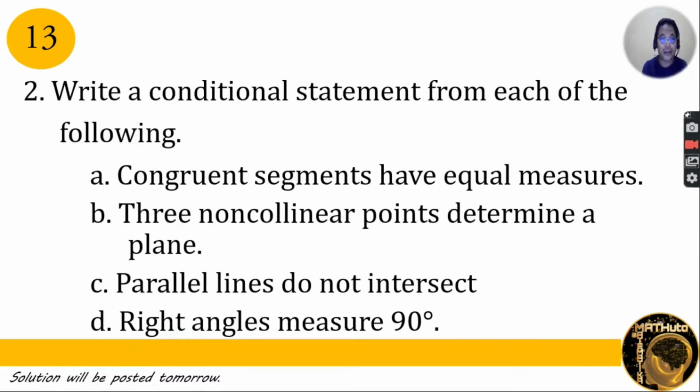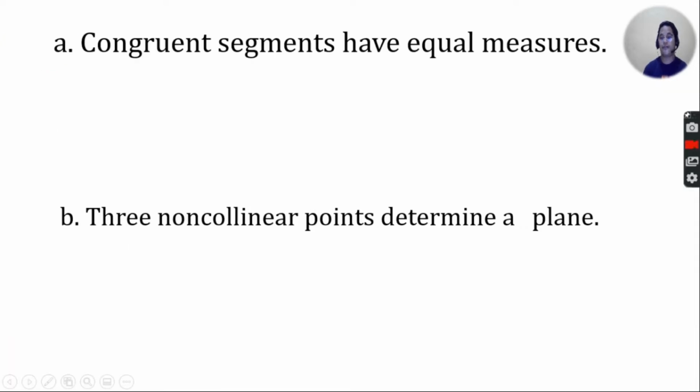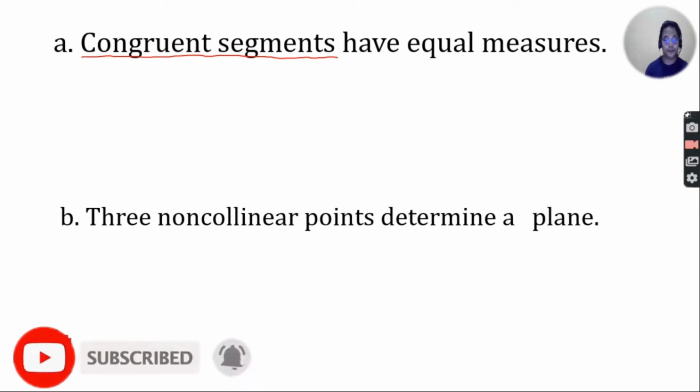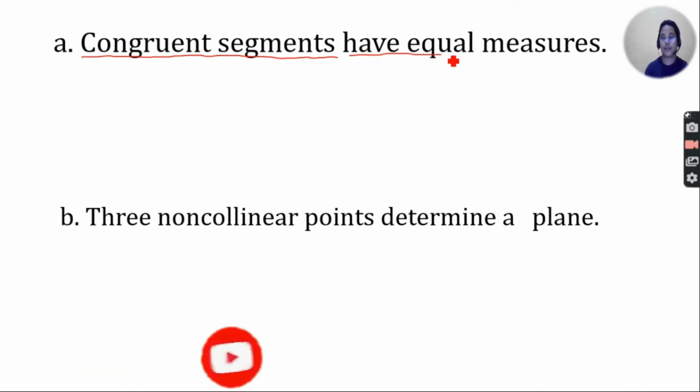Number 2, we are going to write a conditional statement from each of the following. So, let's try letter A po. Congruent segments have equal measures. So, this is a statement po or a sentence. And sa sentence po, meron tayong dalawang part. We have the subject and the predicate po. So, yung ating subject po ay gagawin natin siyang statements sa if part po. And yung ating predicate po ay gagawin natin siyang statement sa then part po. So, gagawin po natin siyang complete sentence po.